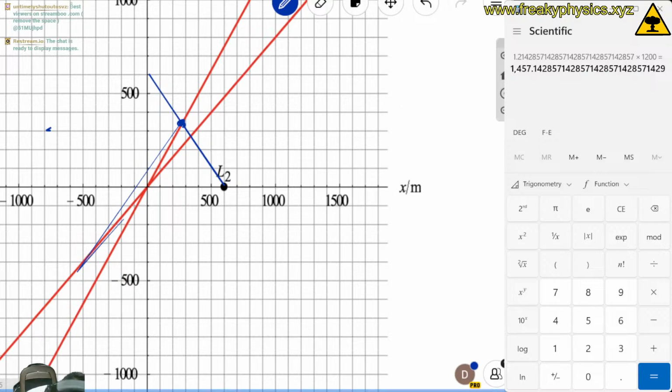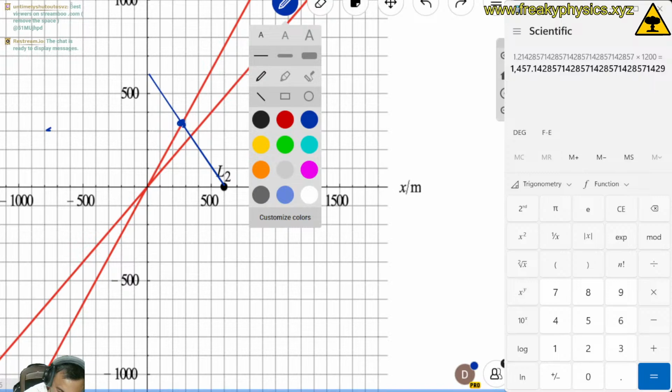Okay, let's do that quickly. It should be somewhere here. Somewhat like that. Does that look right? No, it still doesn't look right. It should be somewhere in the middle.